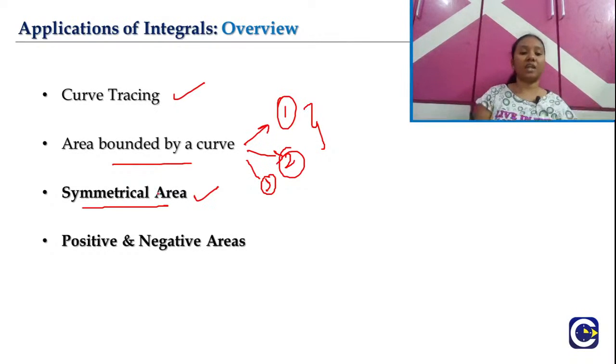And coming to the next part, we'll have positive and negative areas. Can you tell me, if I say positive and negative area, what is the first point that strikes your mind? Any idea? My question is, is there any possibility that an area can be negative? Is it possible that the area of any plot can be negative? Can anyone give me the answer? If it is, what does a negative area actually mean?